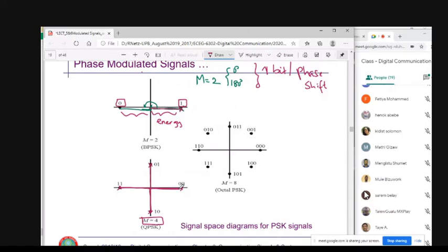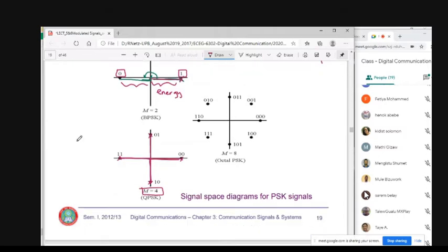Each of them will have the same energy. So what we note here is that each phase shift would represent 2 bits. So 2 bits per phase shift.